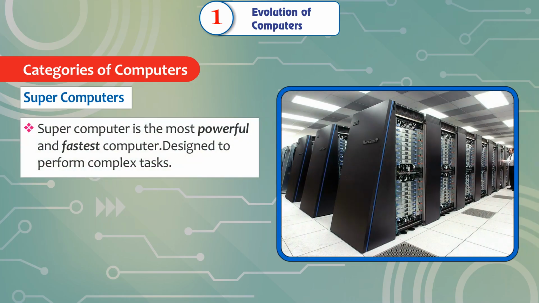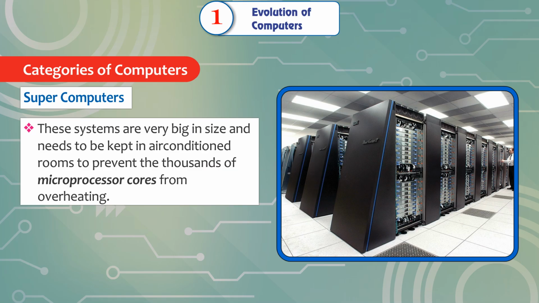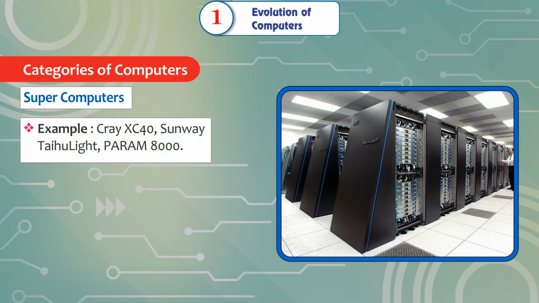Supercomputers. Supercomputer is the most powerful and fastest computer, designed to perform complex tasks. Such type of systems contain many microprocessors in it. These systems are very big in size and need to be kept in air-conditioned rooms to prevent the thousands of microprocessor cores from overheating. They are used for space research, undersea research, defense activities, satellite control, etc. Example: Cray XC40, Sunway TaihuLight, Param 8000.